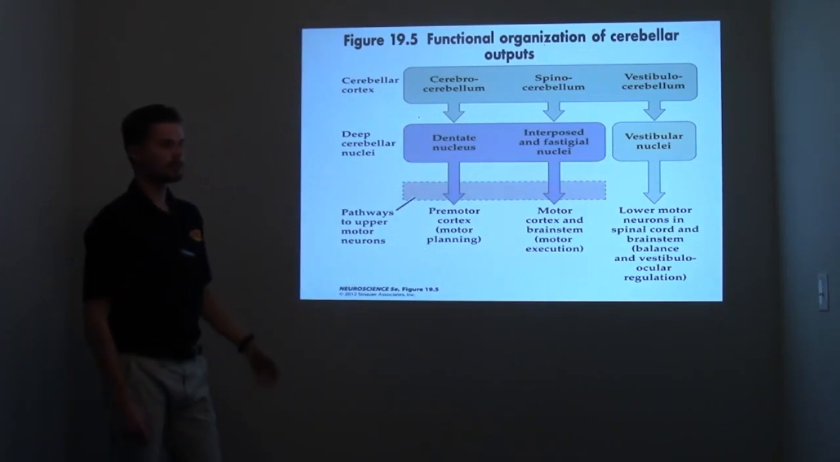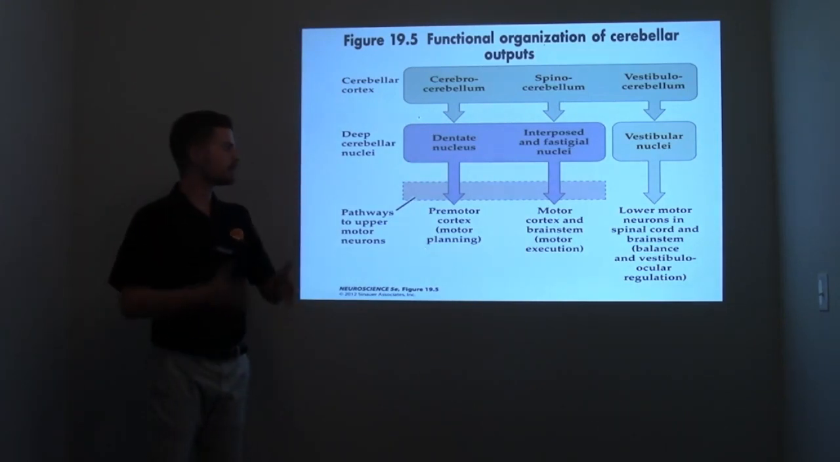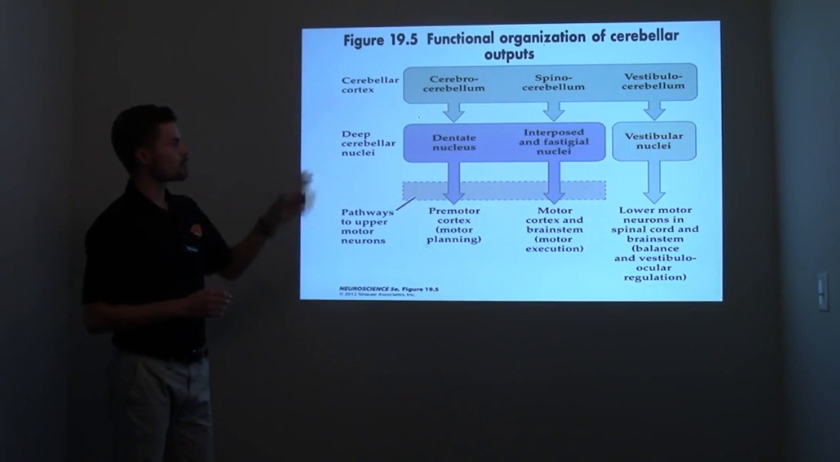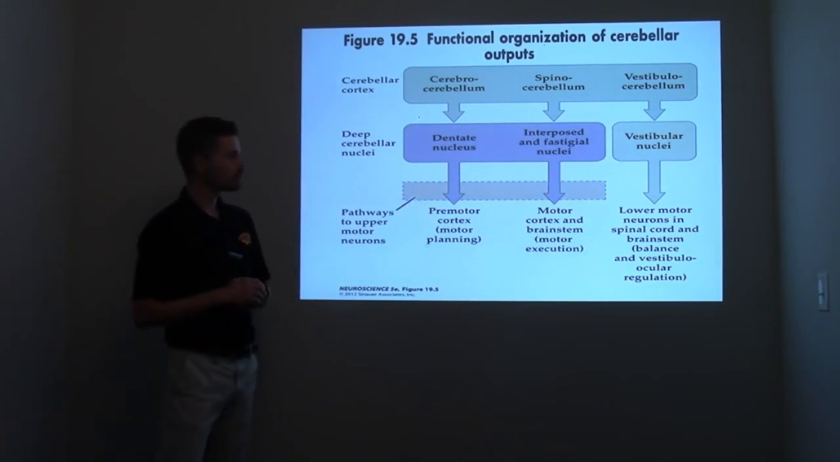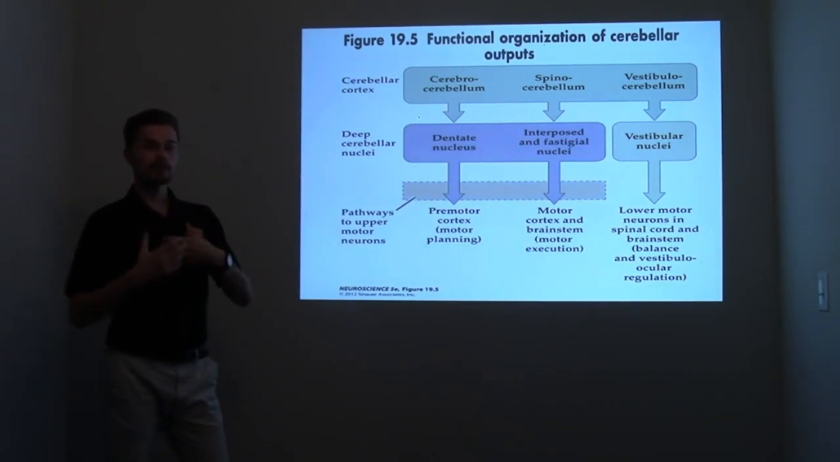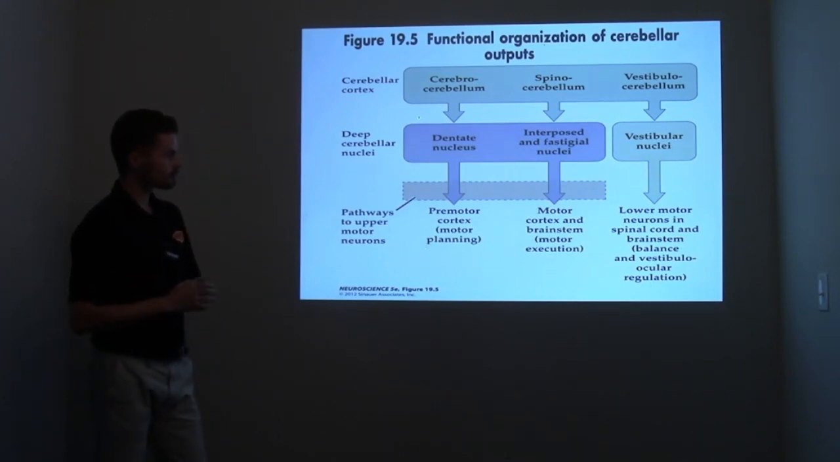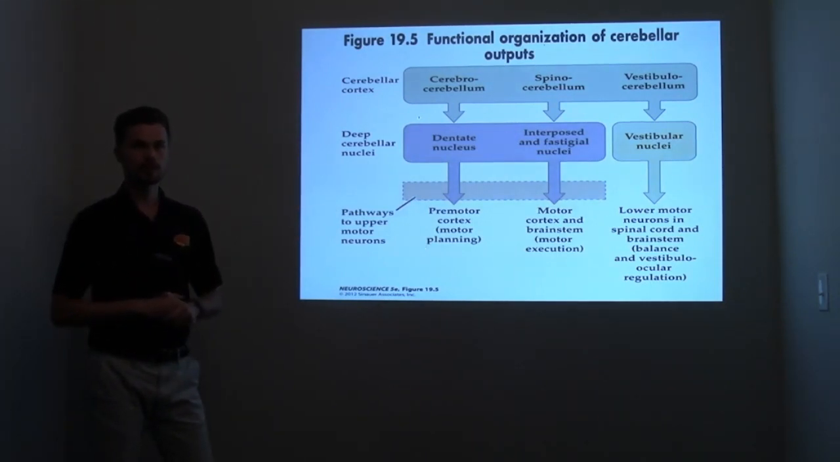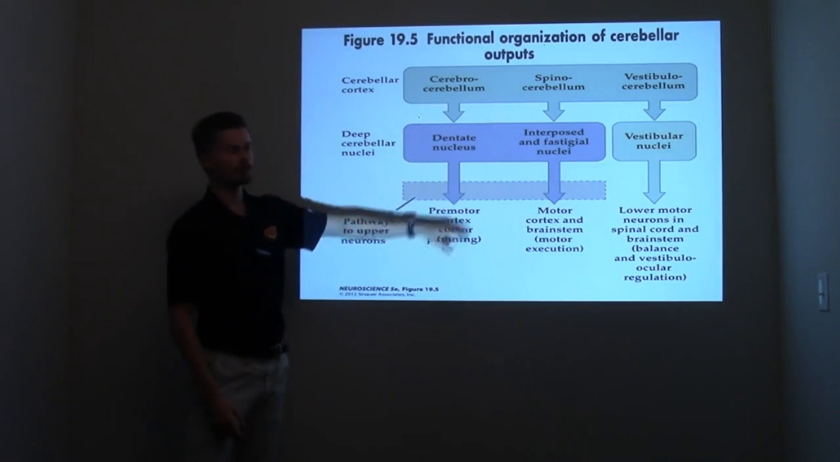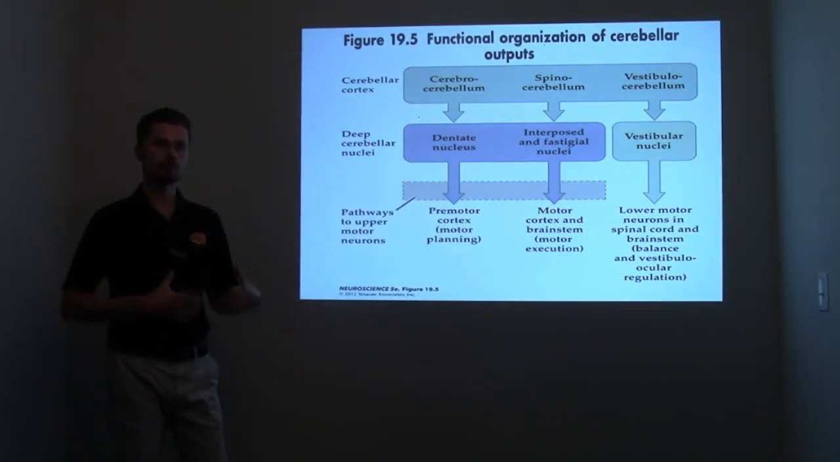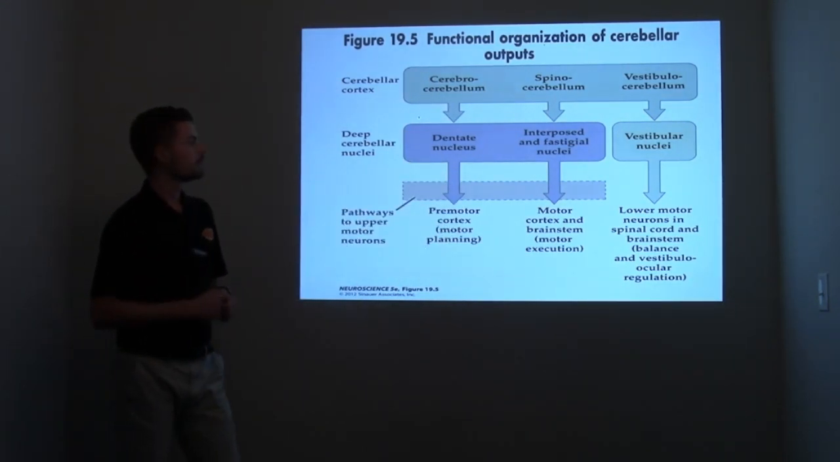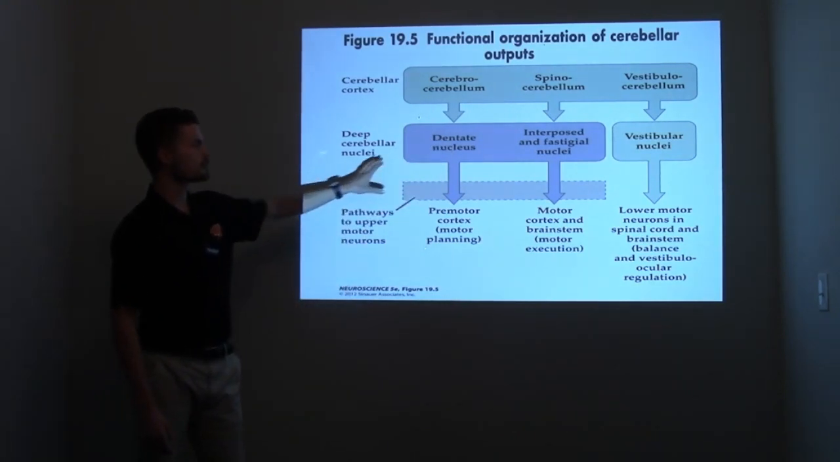Then we have the spinocerebellum. The spinocerebellum was the intermediate zone. It was the midline. It's associated with the interposed and the fastigial nuclei, and those fire into the red nucleus and the cortex as well for motor execution. Okay, so this is the more direct connection of our muscle tone from one side of the body to the other.